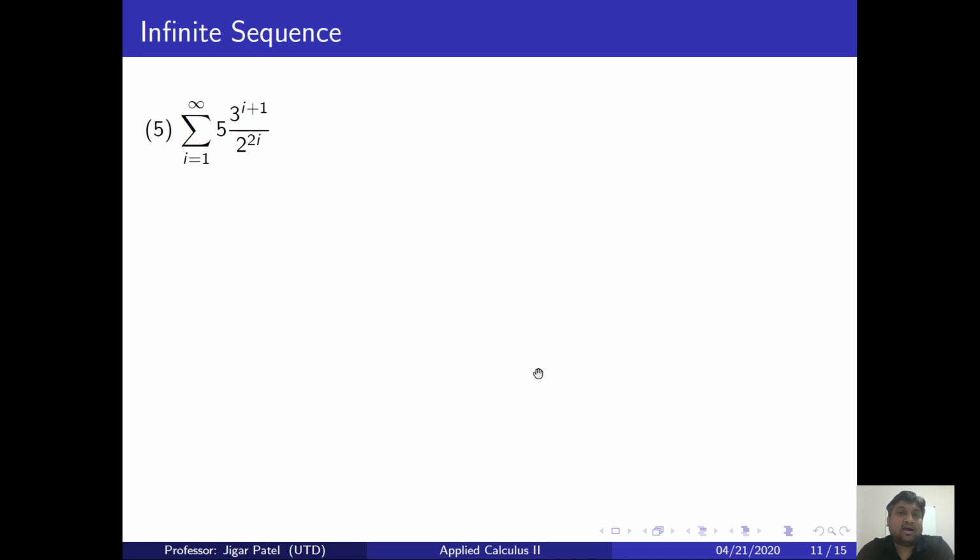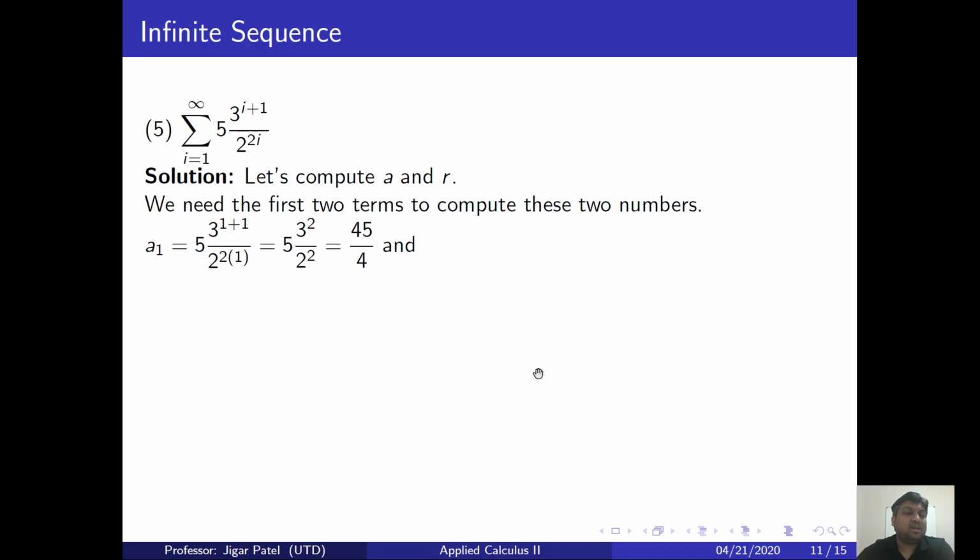To compute A and R, I will need two terms of the original geometric sequence that I added to form this series, right? How do I get those two terms? Plug i equal to 1 and i equal to 2, and that's pretty much it. Let's do that. i equal to 1 gives me 5 times 3 to the 1 plus 1 over 2 to the 2 times 1. Seems like 45 over 4 is what we get.